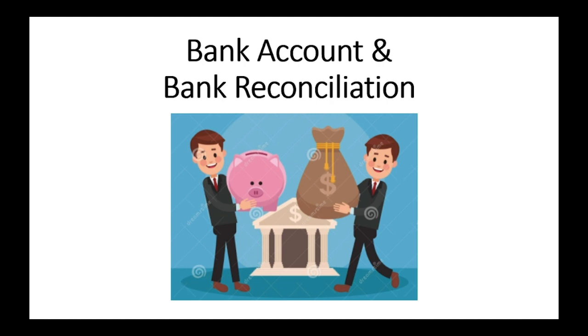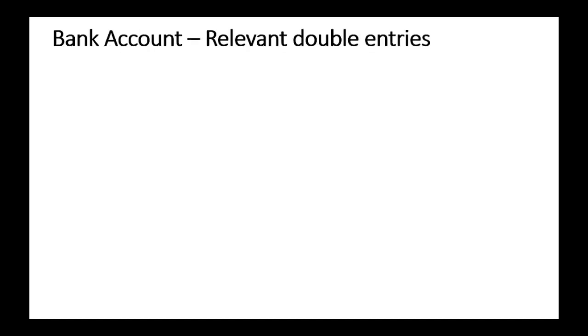On the other hand, the bank keeps a record of the transactions and sends a bank statement at the end of each month. But for its own purposes, normally the business records transactions from its own point of view. It is the bank account we are going to learn now. First of all, we will look into the relevant double entries for the bank account.